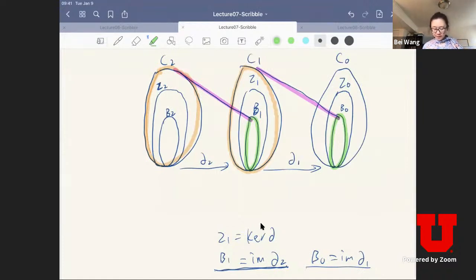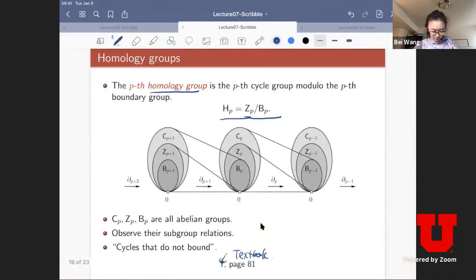So by definition, because B1 is an image of sigma 2, I'm going to draw it like this. By definition, B0 is image of sigma 1, so I draw it like this, right? But now, remember I said Z1 is a kernel of sigma 1. So what is a kernel? Kernel means that it's everything in the domain of sigma 1 that map to 0. So that's why you see this picture here.